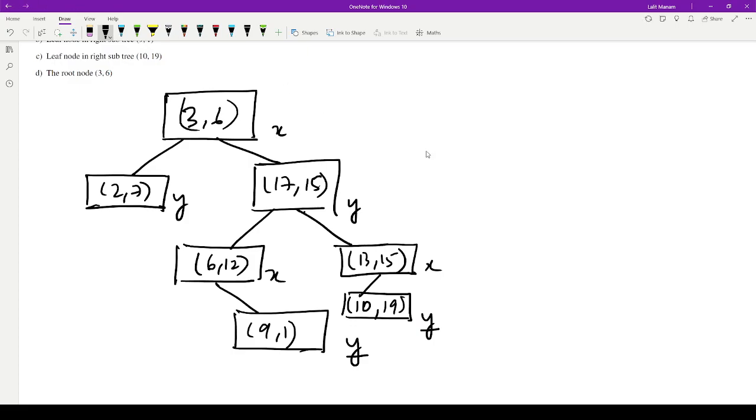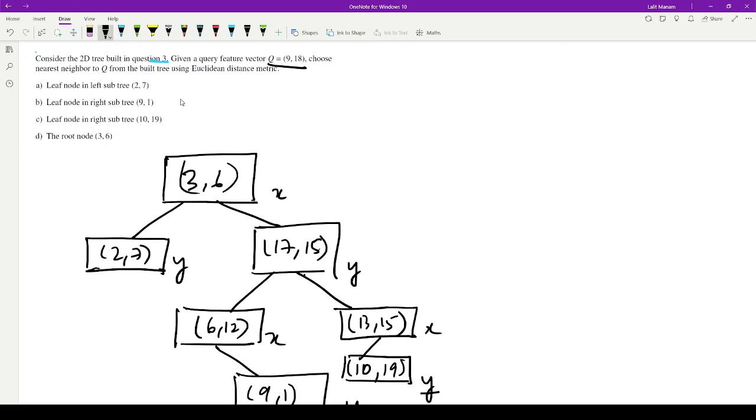So we are given the same tree, and a query feature q which is (9, 18). Choose the nearest neighbor to q using the Euclidean distance. That means we just need to take the L2 norm between the query feature and the feature that we are considering in the current node. So which one is the nearest neighbor that we need to find?